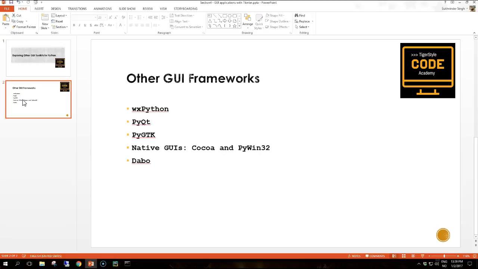The first one we are going to talk about is wxPython. This is a long-standing toolkit that is a wrapper around the C++ wxWidgets project. wxWidgets is a C++ toolkit designed to work on all the popular operating systems while maintaining a native look and feel. Version 3.0 of wxPython was released late in 2013.